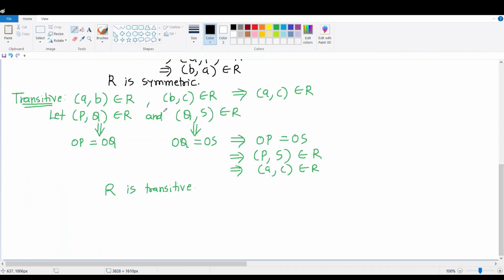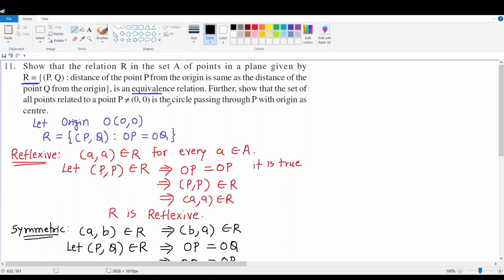Now, since it is transitive, it is symmetric and it is reflexive, we can say this is an equivalence relation. So we can say what? Hence, R is an equivalence relation. Now we had something else as well to show, right? So what was that question? Further show that the set of all points related to a point P which is not origin is the circle passing through point P with origin as center.